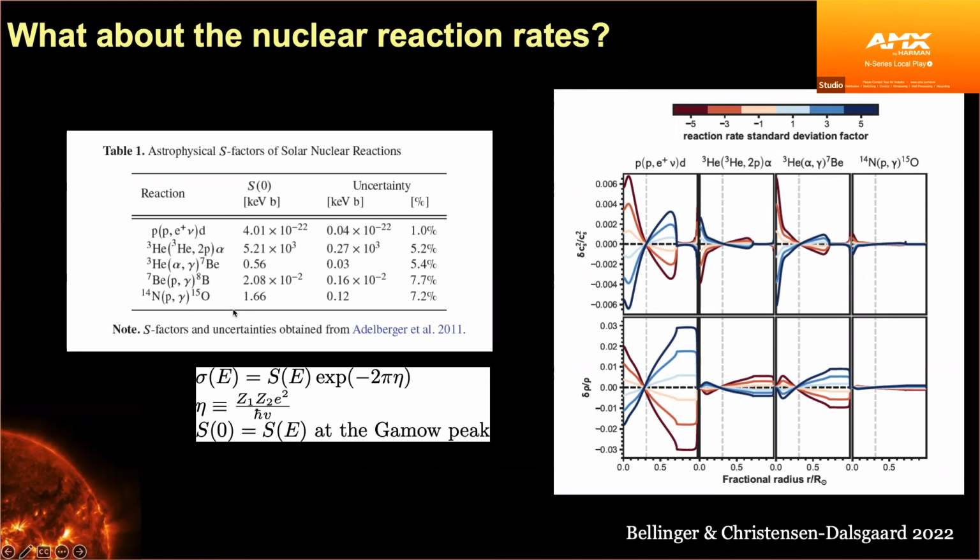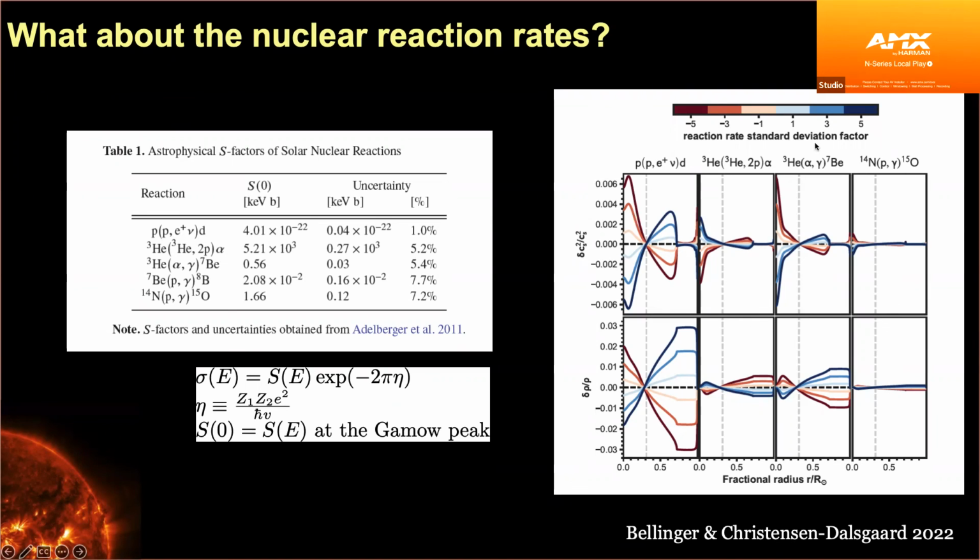So one of Saskia's and my former students, Earl Bellinger, said, okay, let's look at the frequency combinations and see if we can put constraints on nuclear reaction rates. This had been done in the 90s, but our data were not good enough. Our low degree modes are very good now. We've got a lot of good data. So they made different models and showed how the sound speed and the density would change in the core if they changed the reaction rate.